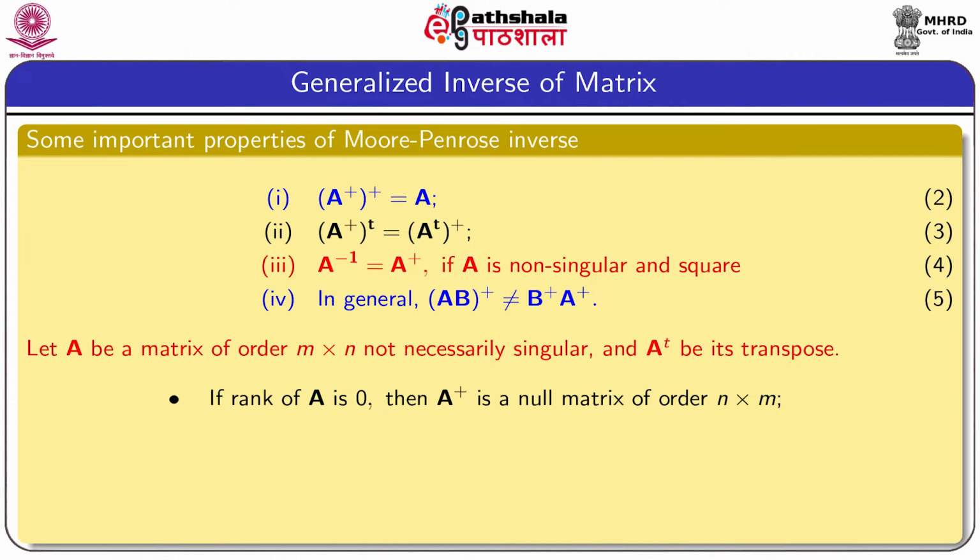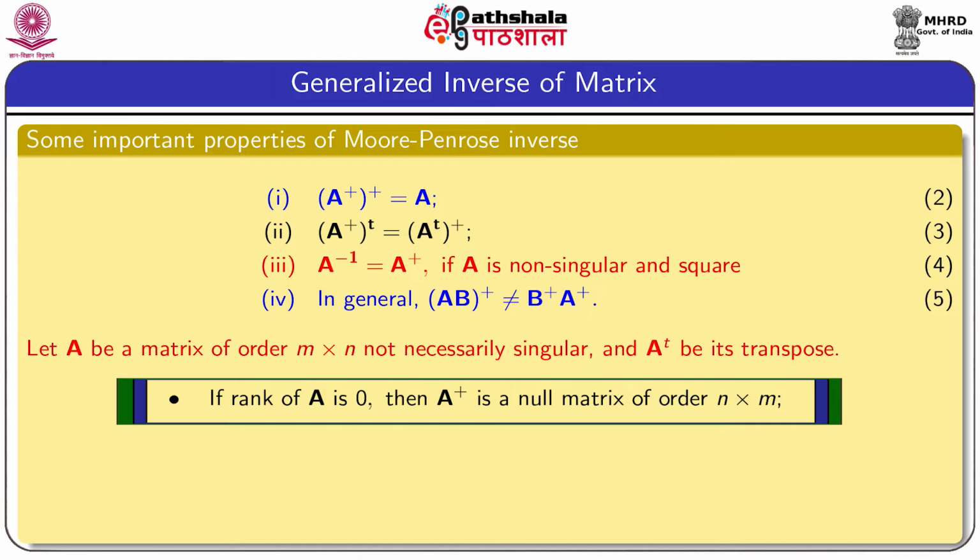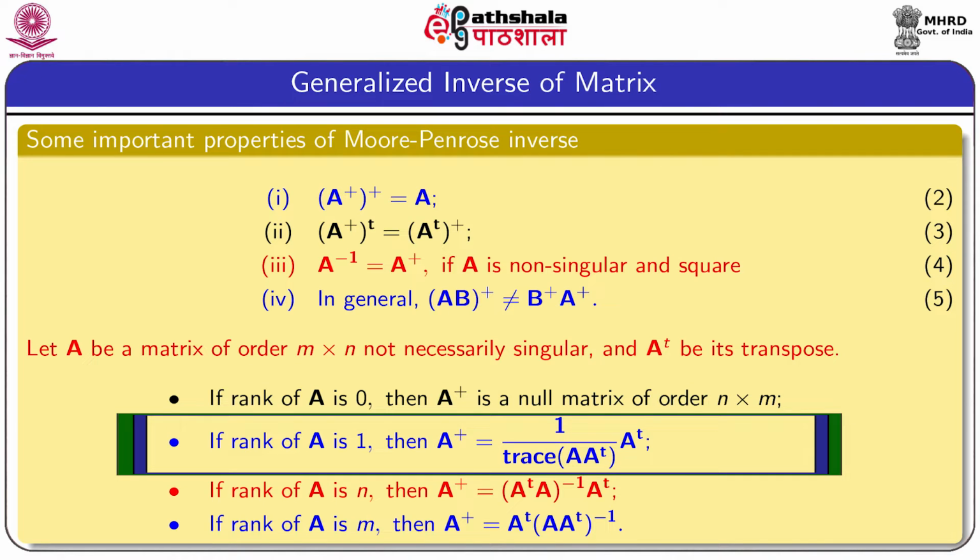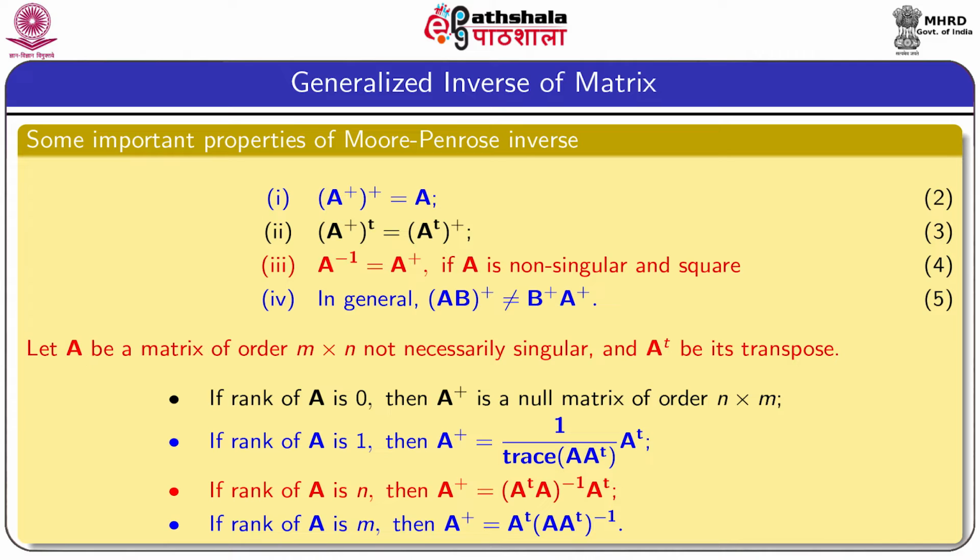Let A be a matrix of order m by n, not necessarily singular, and A T represents the transpose. Then if the rank of the matrix A is 0, the Moore Penrose inverse of A is a null matrix of order n by m. If the rank of the matrix A is 1, then the Moore Penrose inverse of the matrix A is given by this formula, that means 1 by trace of (A transpose A) times A transpose, where trace represents the sum of the diagonal elements.